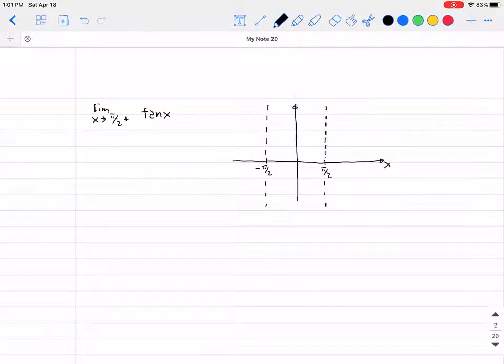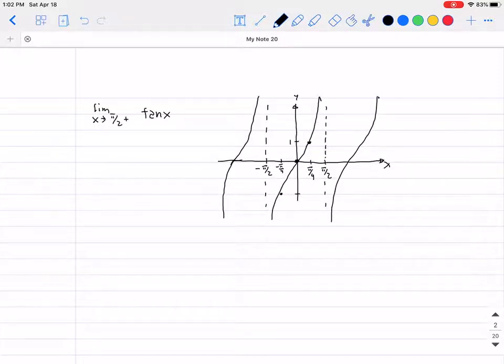Now, for the rest of the graph, we can plug in values if you want, but I remember that at x equals 0, tangent of 0 is equal to 0, so that means it goes through the origin. At pi over 4, tangent of pi over 4 gives you 1, so that means it goes through this coordinate right here. And then finally at -pi over 4, the tangent of that is going to be -1. So graphically, it looks something like the following, okay? And the rest of the graph for tangent will look exactly the same.